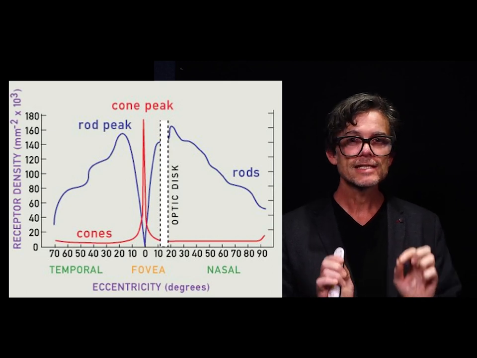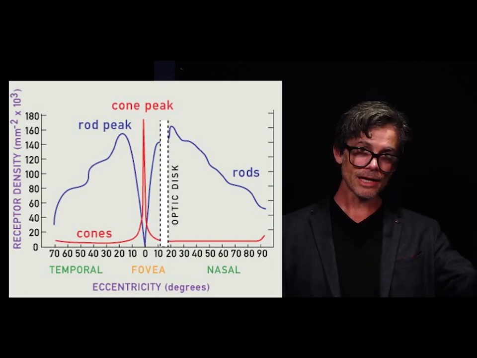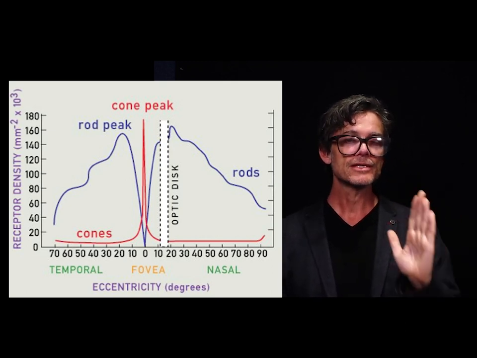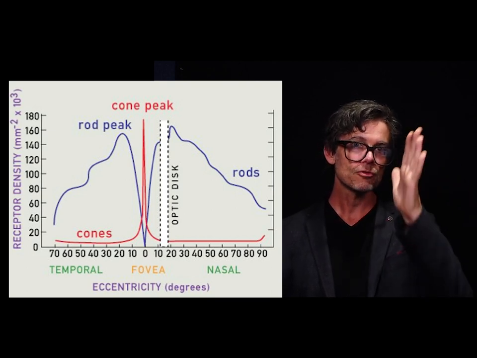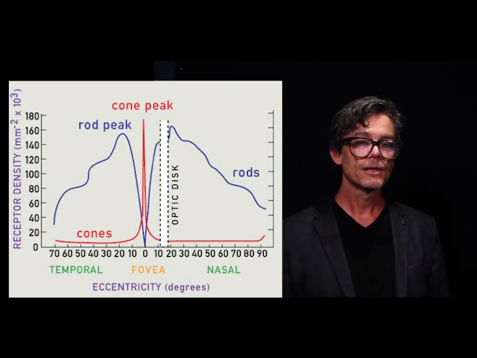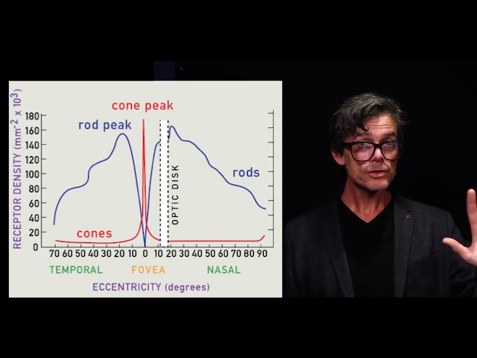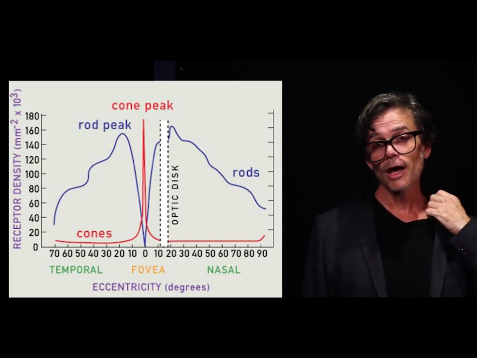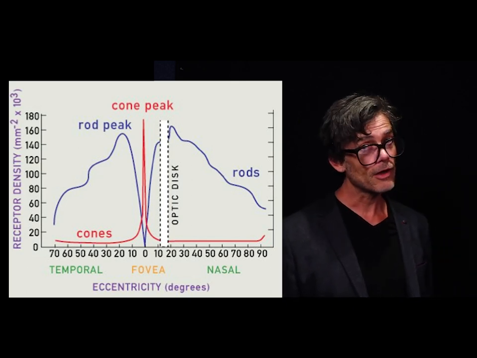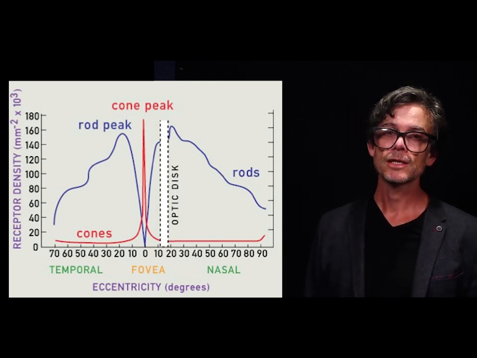The first is the density of cones, indicated by the red curve, is sharply peaked in the fovea and falls off dramatically as one moves into the periphery. By contrast, the rods, represented by the blue curve, are absent in the fovea, but far more numerous than cones in the periphery. These differences have functional implications for how we see.